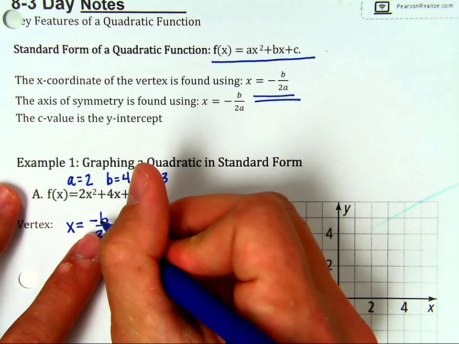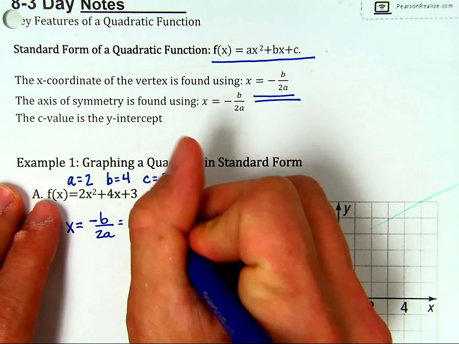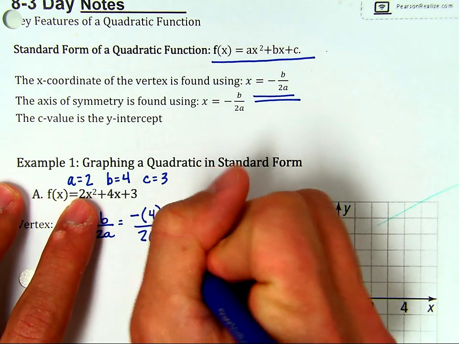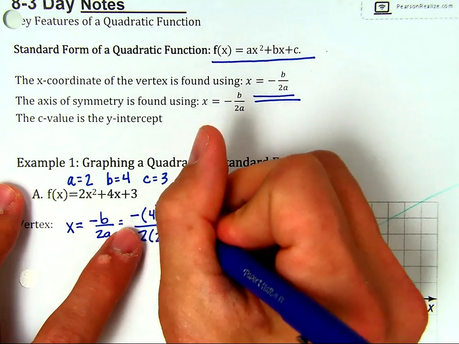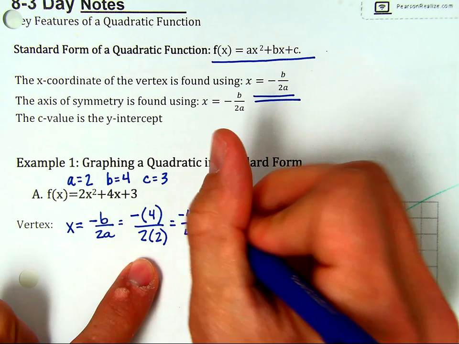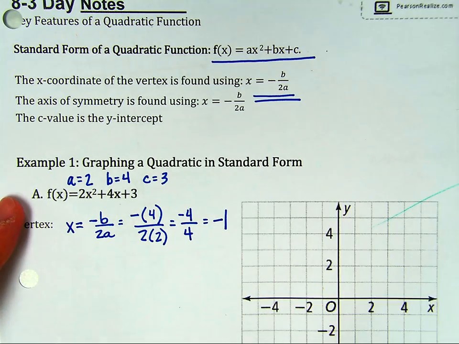So my equation, we say negative b over 2a. So in the numerator, I have a negative 4. The denominator, I have positive 4. We divide those, and that gives us negative 1.